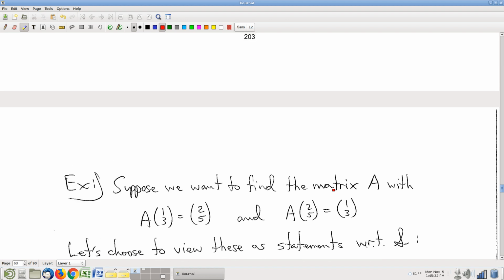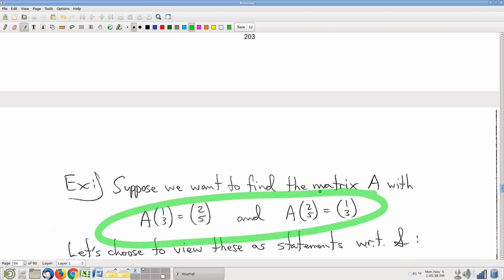So suppose I want to find some matrix that has the following two arithmetic features. This is kind of a tricky question if you think about it. I mean, how would we go about finding a matrix that sends this vector to that vector and sends that vector to this other? How would we do such a thing?